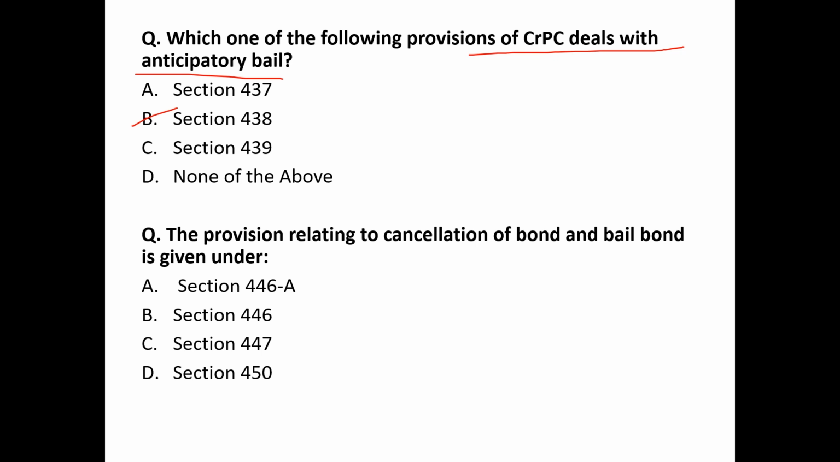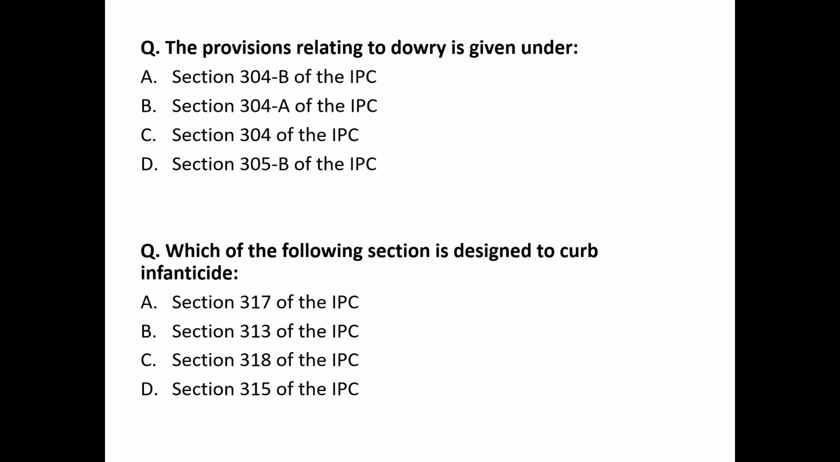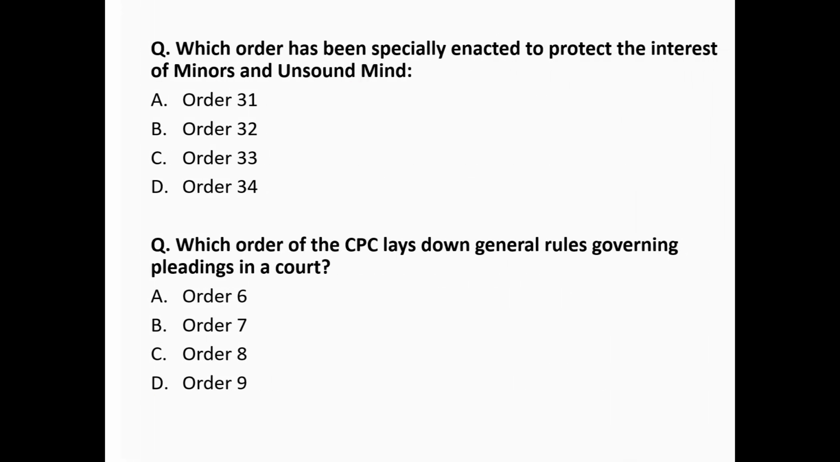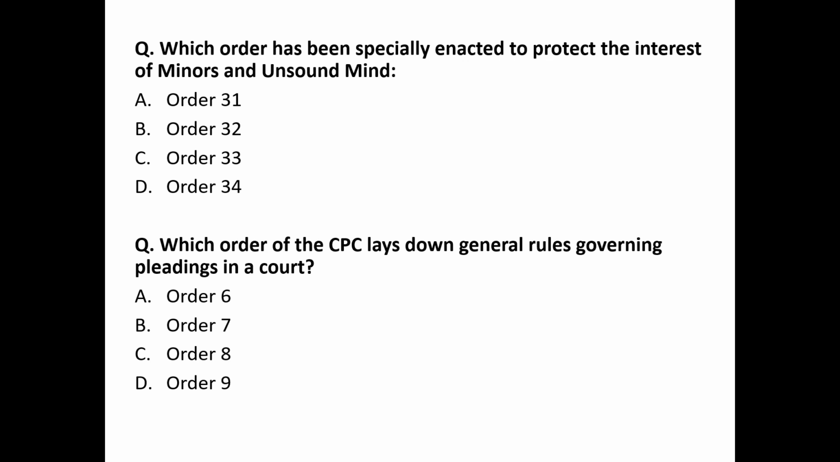Next question. The provision relating to cancellation of bond and bail bond is given under? It's option A, section 446A. Next question. The provisions relating to dowry are given under Section 304B of IPC, option A. Next question. Which of the following sections is designed to curb infanticide? It's option D, section 315 of IPC. Next question. Which order has been specially enacted to protect the interest of minors and persons of unsound mind? It's option B, order 32.